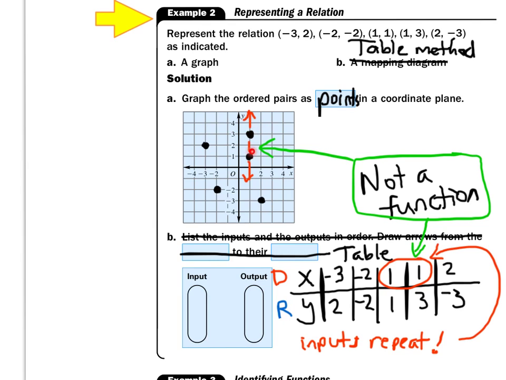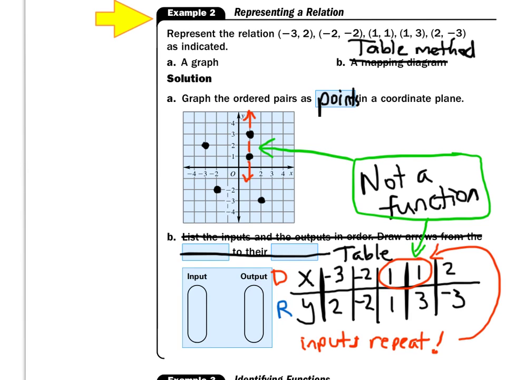See how here there's a point stacked right above a point? Whenever that happens, when they're stacked right above each other, and you could draw a vertical line through it, that means this is not a function, okay? It's a relation, but it's not a function.